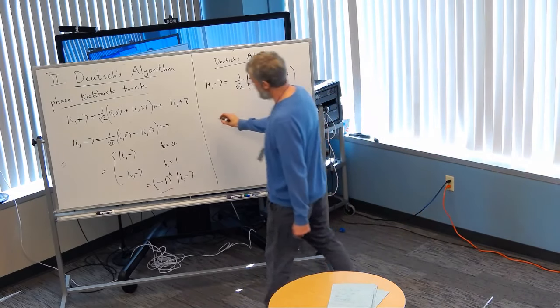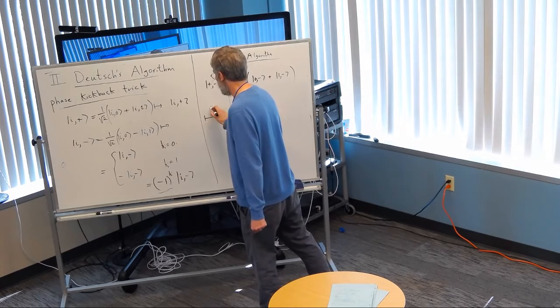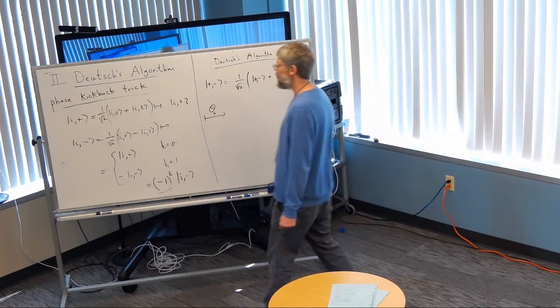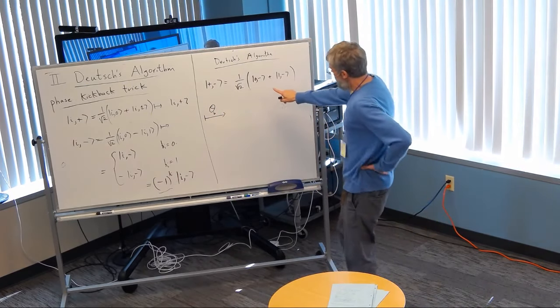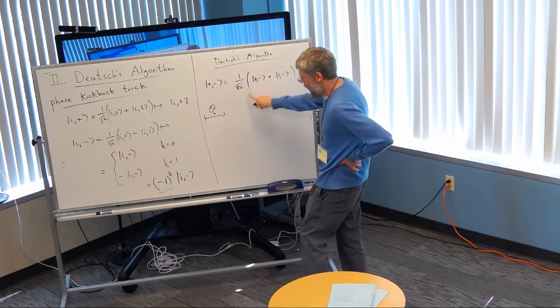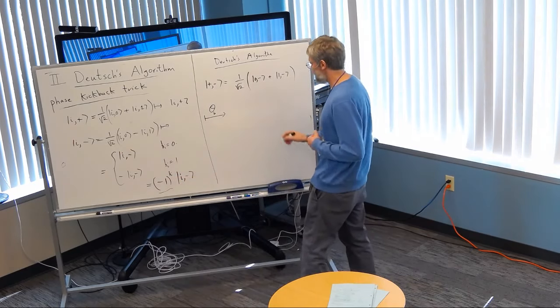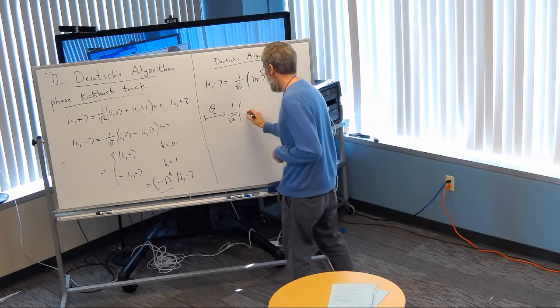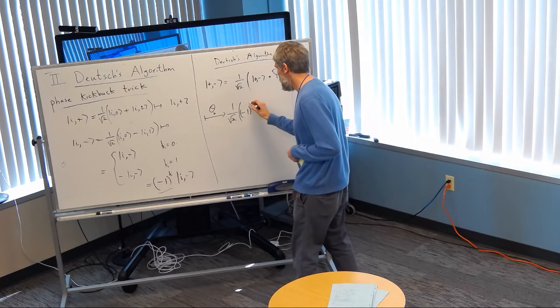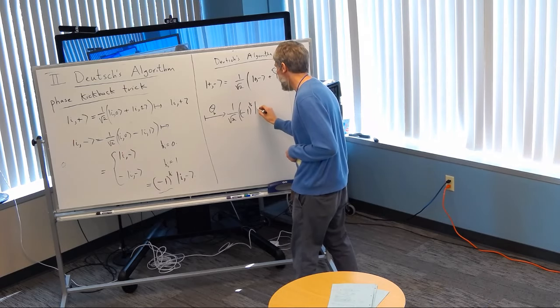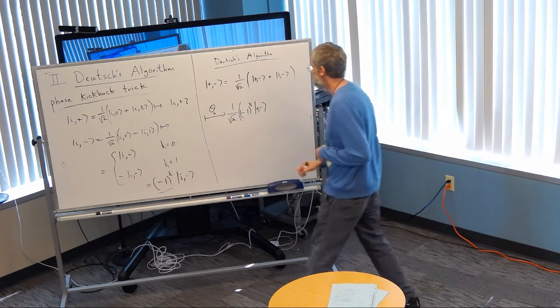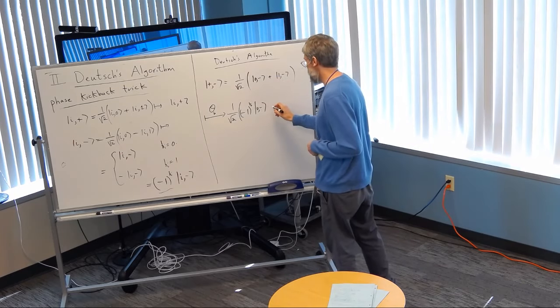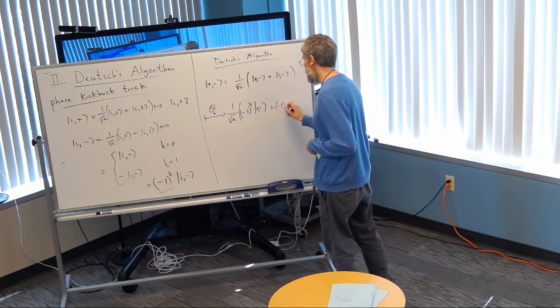And now we're going to send it to the oracle. This state picks up a phase of (-1)^b0. So this is 1 over root 2, (-1)^b0 times 0 minus. And this one picks up a phase of (-1)^b1.